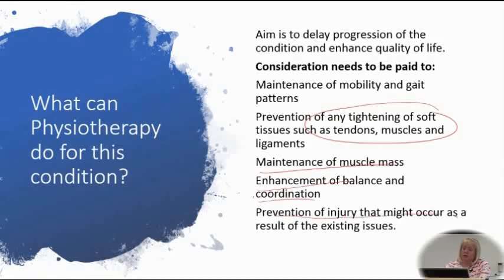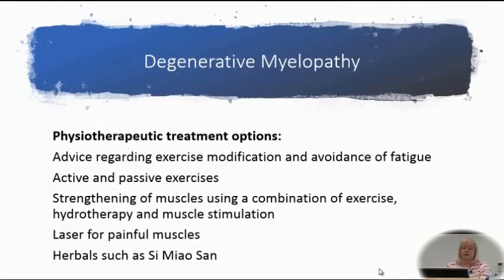And how does this work? Well, we need to give clients advice regarding exercise modification and avoidance of fatigue. I think when we're talking about this, clients need to be aware that the dogs need to not do so much, because the more that they do, the worse the condition is. So we really want to avoid fatigue. The other thing, where possible, you want to avoid is general anesthetics. Because if the dog has degenerative myelopathy and they're given a general anesthesia, they usually will regress. So if possible, we need to avoid general anesthetic.